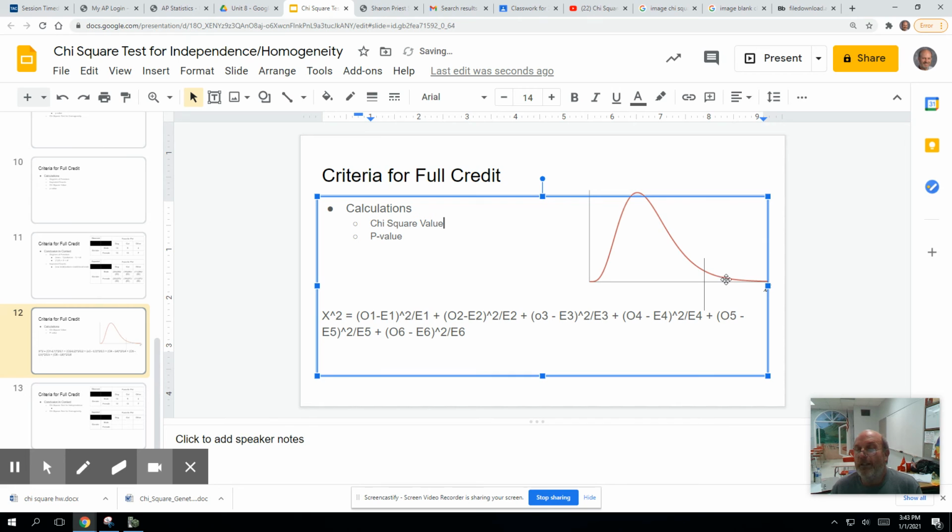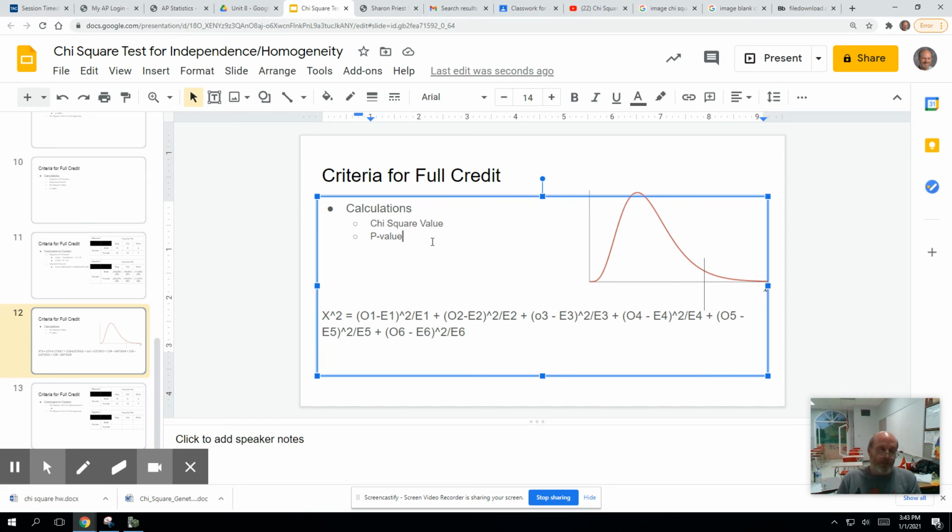But if we shaded this value here, that would be the p-value. And that's the probability of getting this chi-square value or larger if our null hypothesis is true. The calculator is going to give you the p-value, but I want you to understand what it represents here. It represents the area under the curve to the right of your chi-square value. This is your chi-square value, and whatever area is to the right of it, that is the p-value.